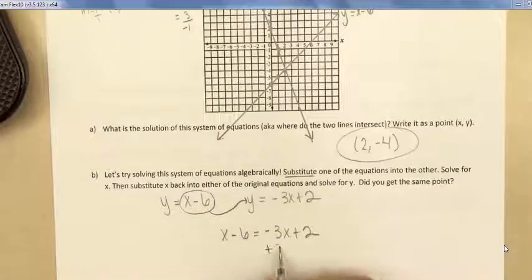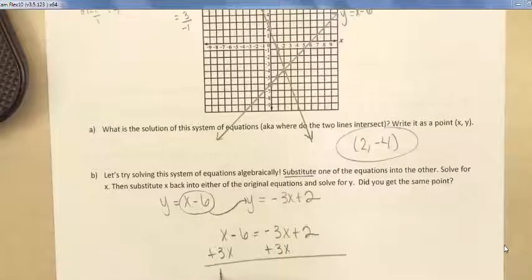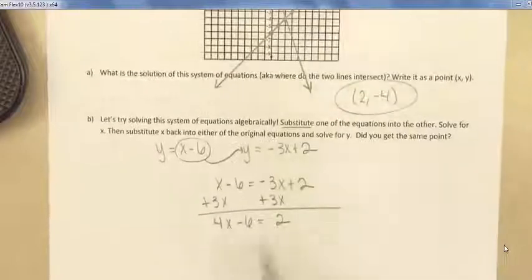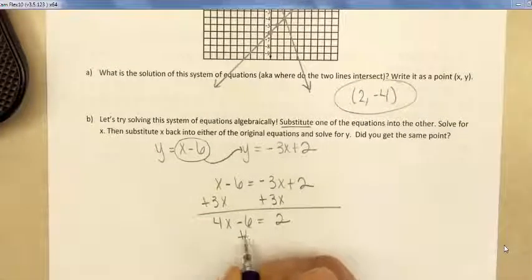So I'll add 3x to both sides. I like to get my x's all on one side. Thinking about getting x by itself. Okay, so I'm going to add 6.